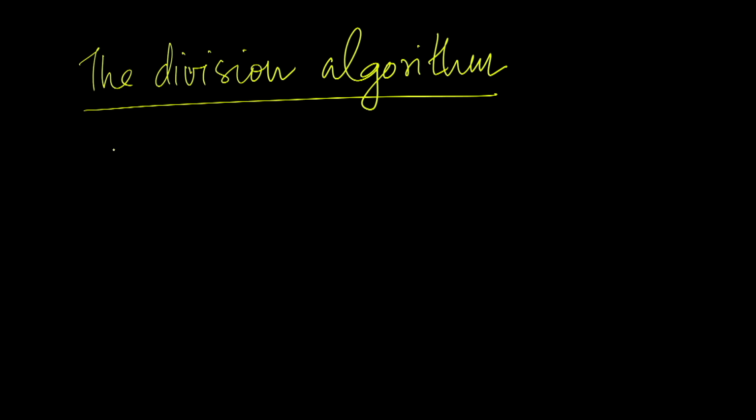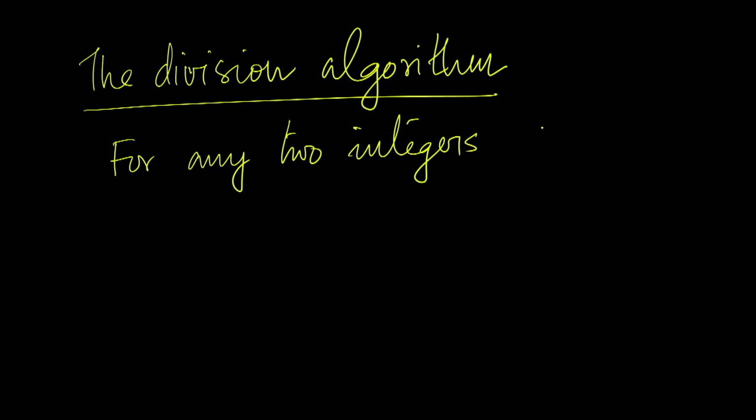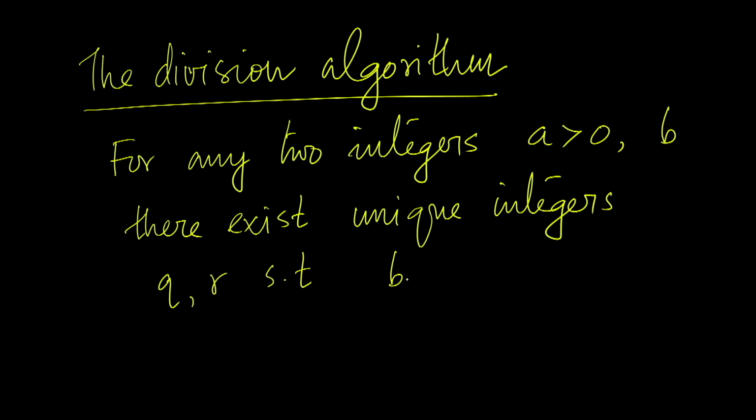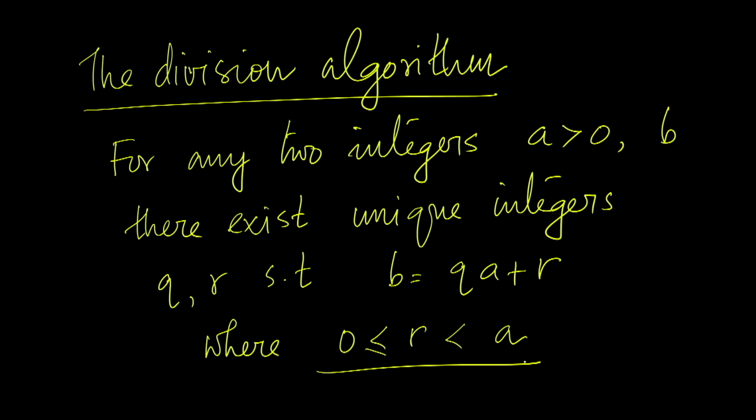At the heart of this algorithm, we have this theorem. For any two integers a and b, where a is greater than 0, b need not be greater than 0, there exist unique integers q and r such that b is qa plus r, where 0 is less than or equal to r, which is less than a.